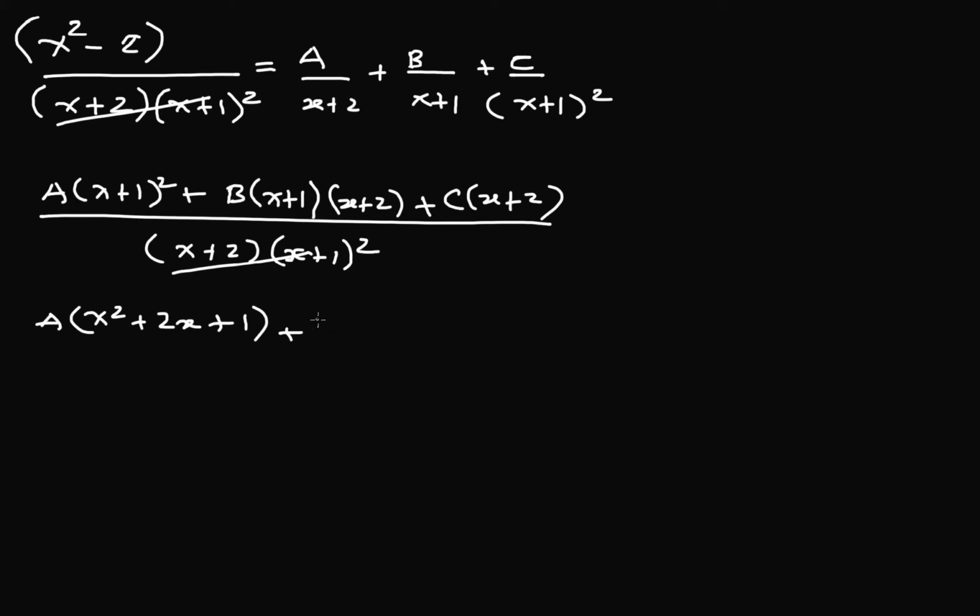Then we go to this one. What will it give us? It will give us B. But then here we'll have x squared. Then we know that the factors here are going to give us 2x and x. So we'll have 3x and then plus 2. Okay. And then the final portion is going to be x plus 2 still.